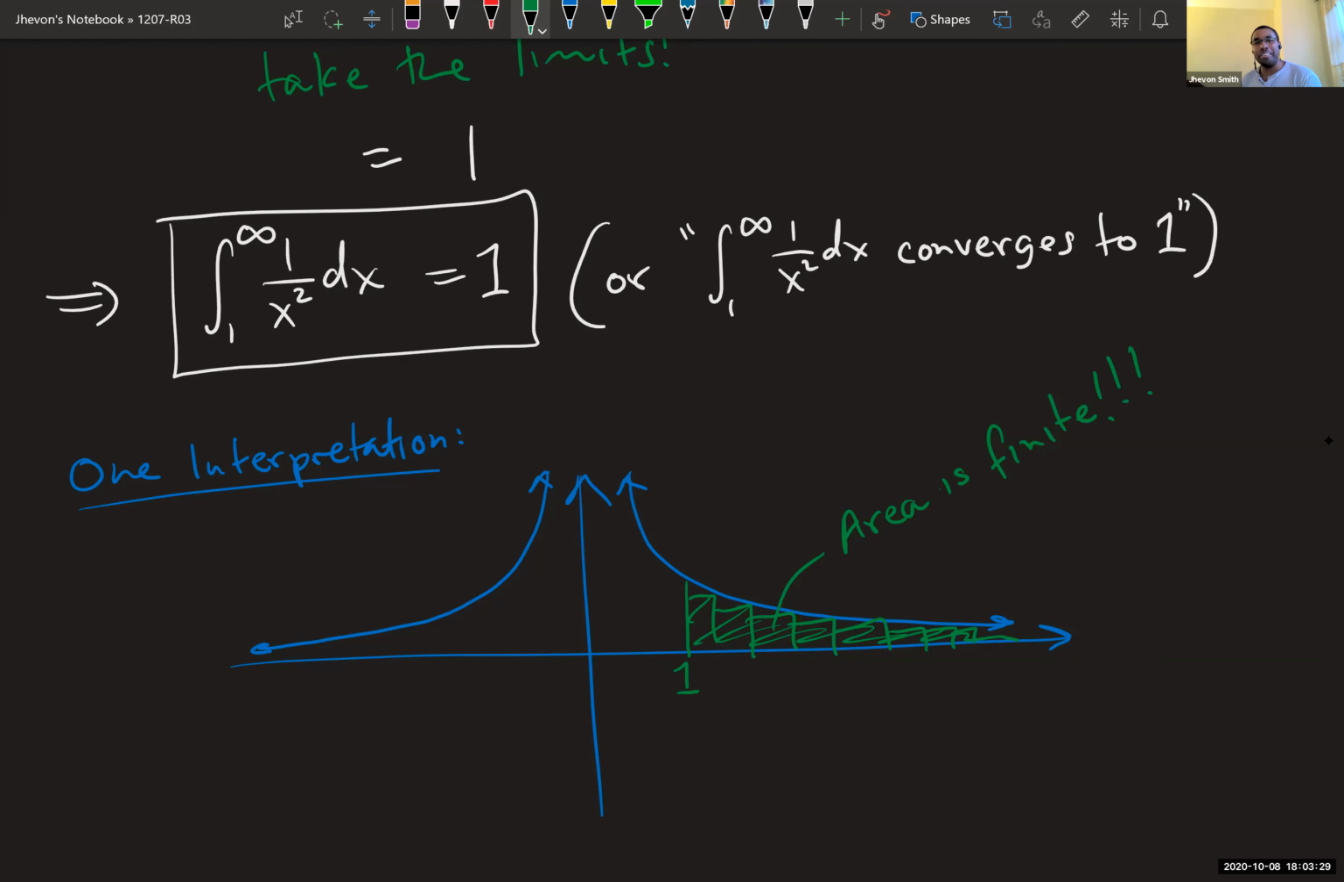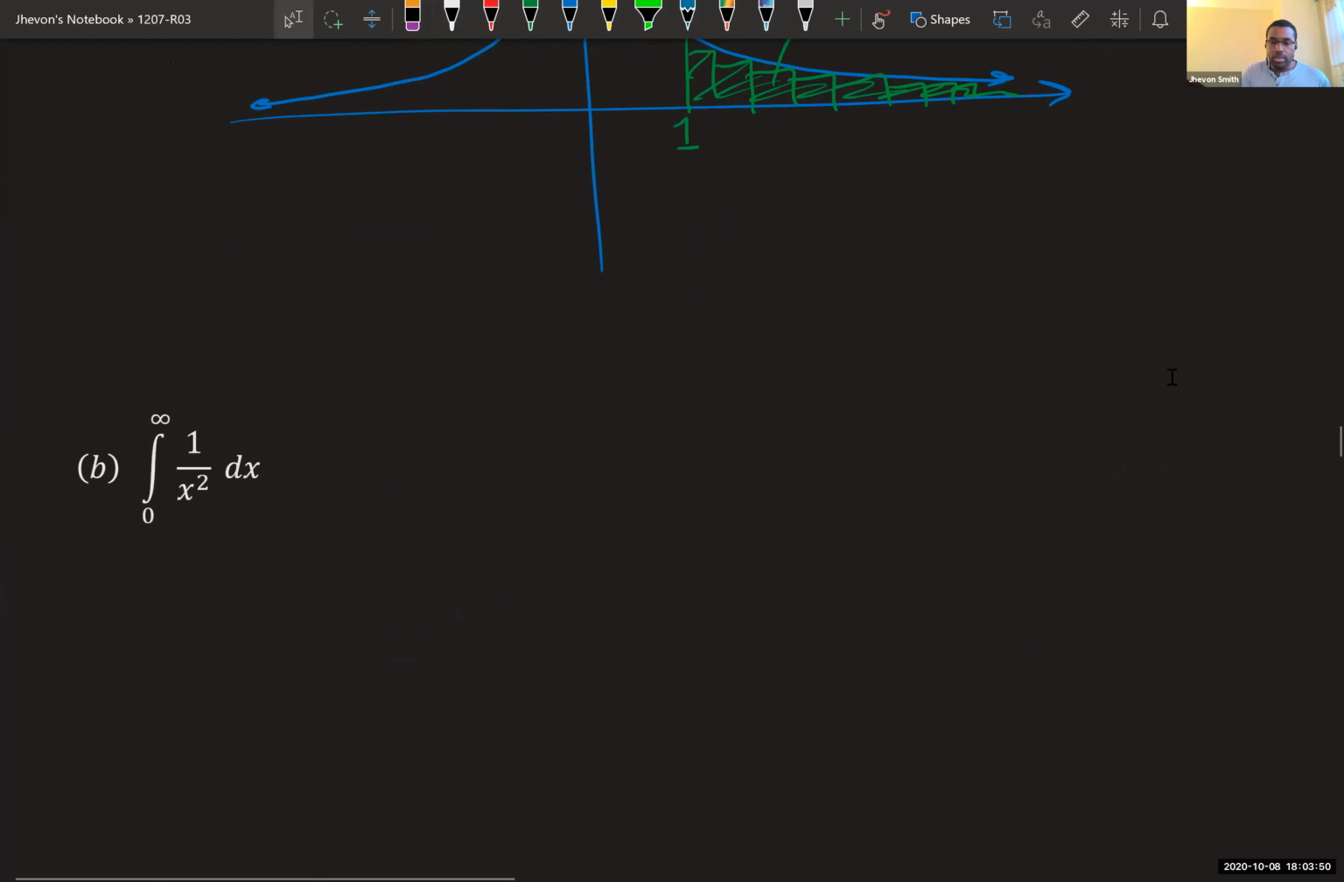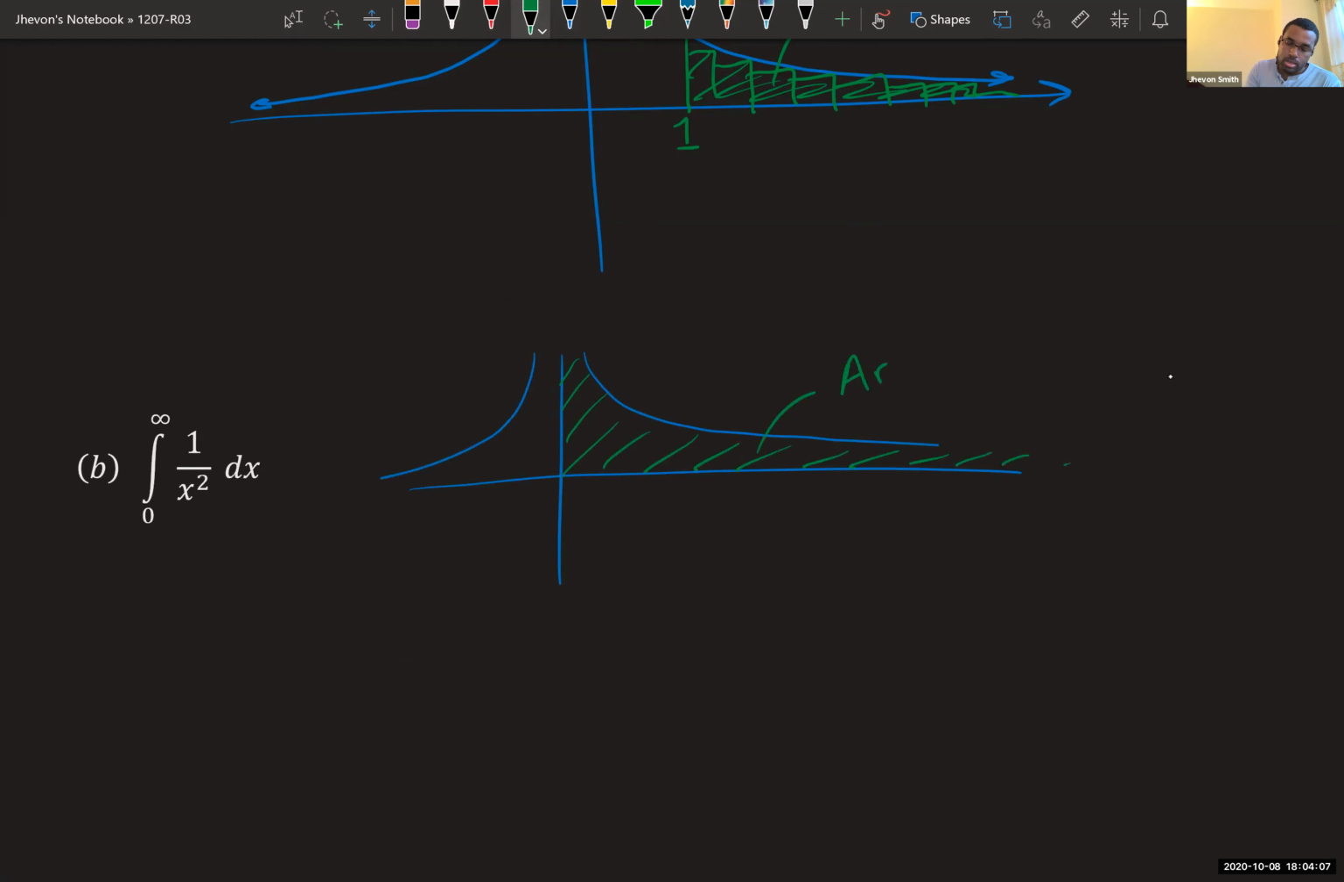What about this one? So again, it's the same curve, but the interval is different. Right, so what we're trying to find is the area from 0 going on to forever. Okay, so we know the area from 1 to infinity is 1, right? It's 1 squared unit.